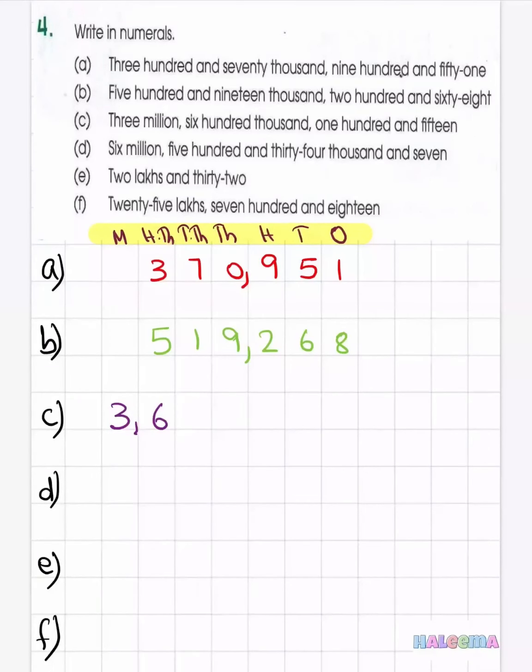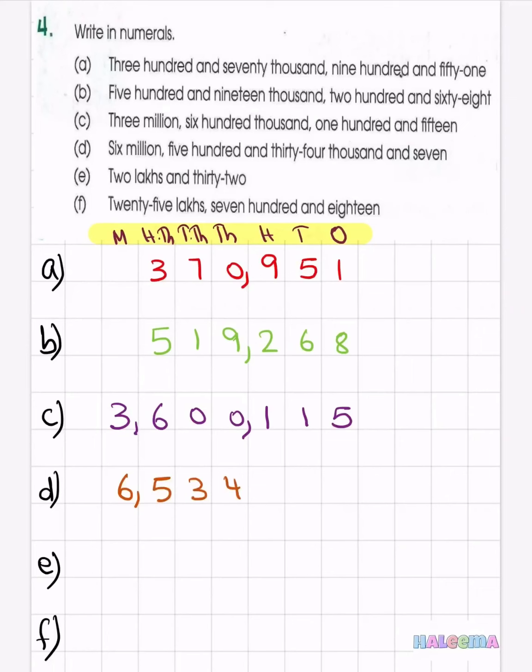115. I'm not writing anything here, so we're going to write 0, 0, comma. I hope this is clear. Part D says 6 million, comma, then it says 534,000. So it's going to come in thousands place.